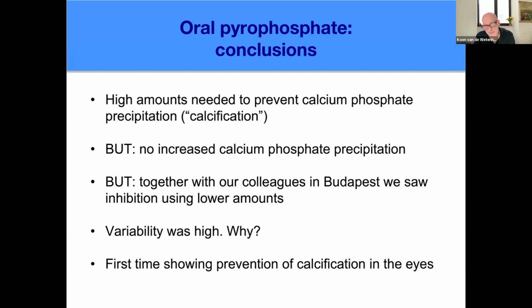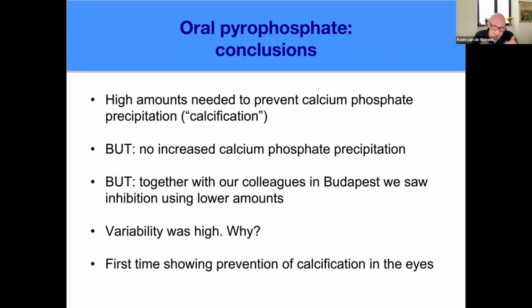In the past, together with our colleagues in Budapest, we saw inhibition of the mineralization at lower amounts of pyrophosphate given to the PXE mice. And we don't have a good explanation why this is, but we have to look into that, because it might also give clues why certain treatments might work in one PXE patient and maybe not in another PXE patient. Also, the variability in calcification in the ABCC6 lacking animals was high, and that's also interesting because that might point to new ways that we can use to treat PXE.